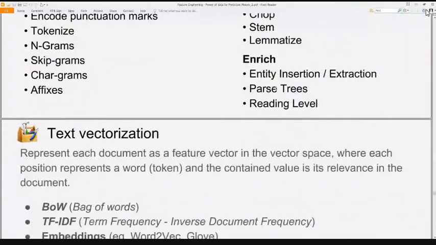Enrich, entity insertion or extraction. There is what is called named entity recognition, whereby you apply it to text. It identifies that this is a name, this is a geopolitical entity, a country. This is a place, this is a city, etc. So if your text is enriched like that, the model understands the text more easily.